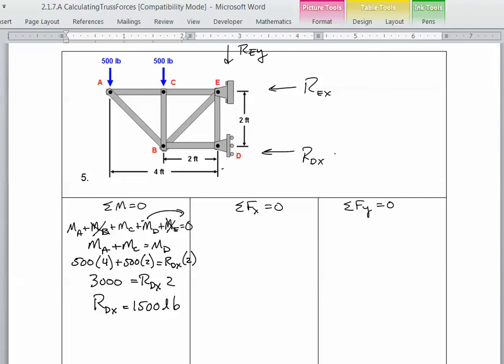Now, this just gives me an absolute value, because of the positive and negative values that we're coming up with, and this is what some of us are struggling with in class. Think of this as an absolute value. Now that I go back to the actual truss, I say to myself, R dx has to be pushing to the left. Why? Because the truss is pushing on it. So it's going to be a negative 1,500 pounds. R dx is negative 1,500 pounds.